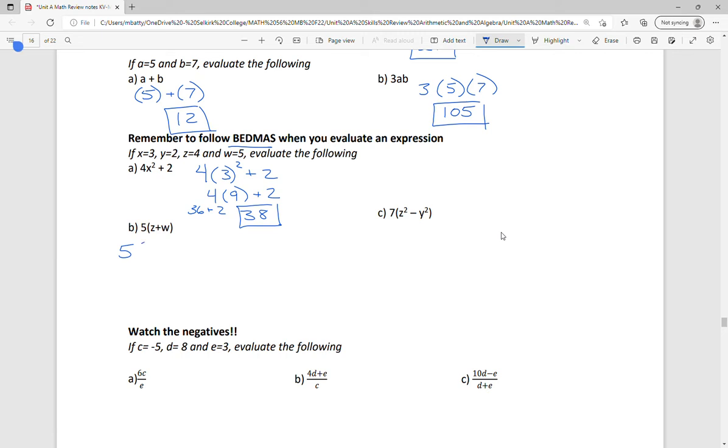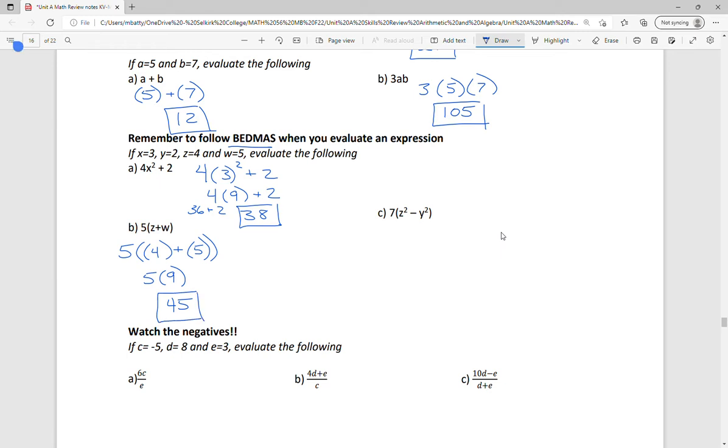Okay, next one. We have 5 times all of this stuff. So z is 4. Subbing in with brackets, even though it doesn't really need to. Trying to establish those good habits. If you can read through all those brackets, inside we have 4 and 5, so that's 5 times 9, or 45.